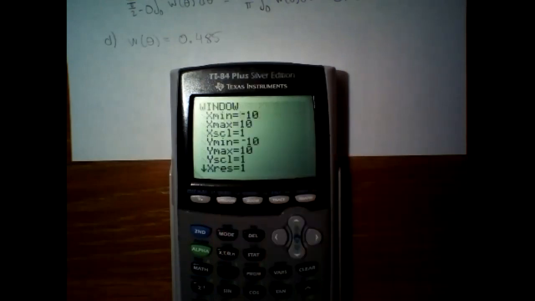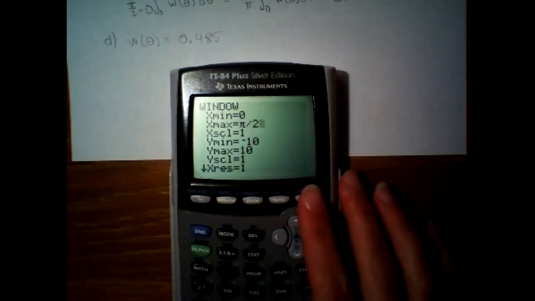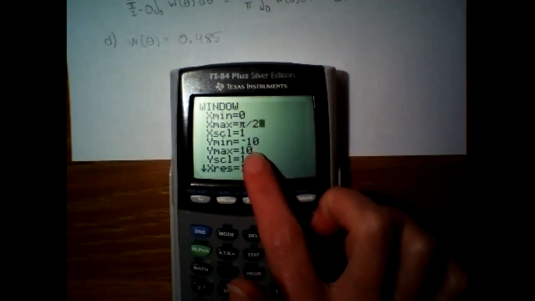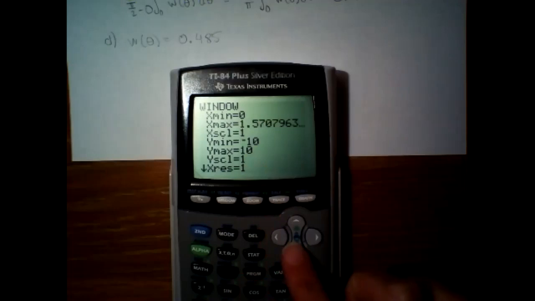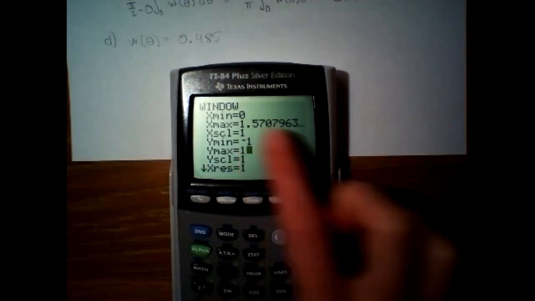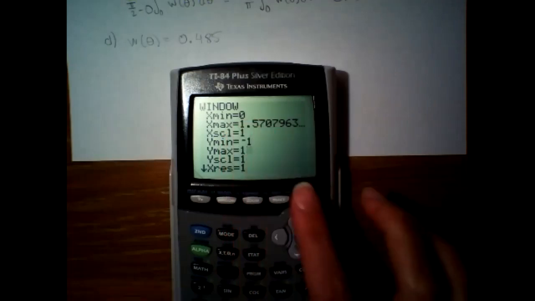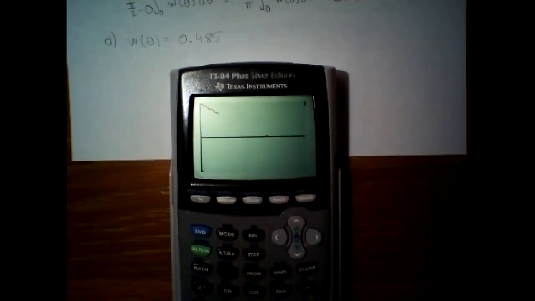So let's go to window, let's make it 0 to pi over 2. And then I'm going to hit graph. Actually, let me go ahead and change the y's as well. We have this equal to 0.485. That's really teensy tiny. I'm going to make it -1 to 1. If we don't like that, we can always readjust it. But I'm going to start with the y's, -1 to 1, and the x is 0 to pi over 2. And then there's that average value.